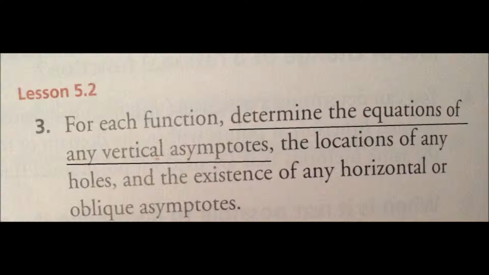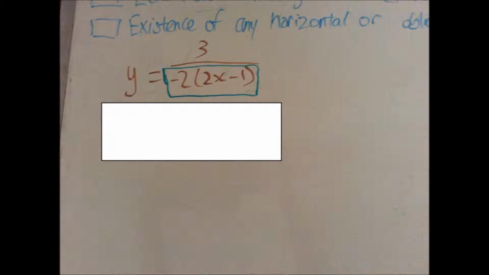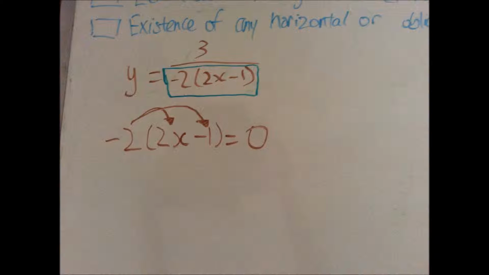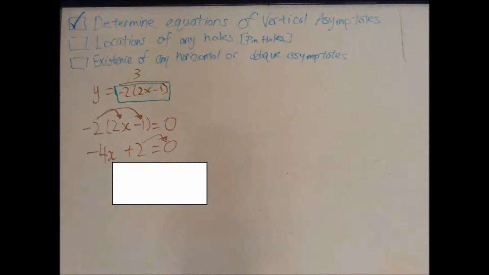In order to do so, we must find the roots of the denominator so that we can find the asymptote. Therefore, it will be -2(2x - 1) = 0. From previous years, you know that you must expand the brackets. -2 times 2x is -4x. -2 times -1 is plus 2. Therefore, we have -4x + 2 = 0.